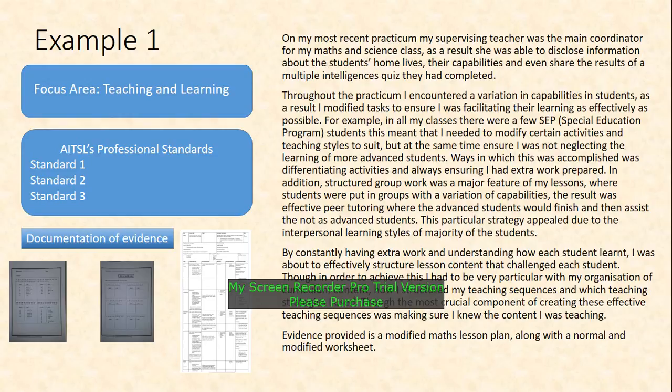So by consistently having that extra work and understanding how each student learned, I was able to effectively structure lesson content that challenged each child. So not only did I need to cater for how the students learn and knowing how they learn, but also I had to know the content.